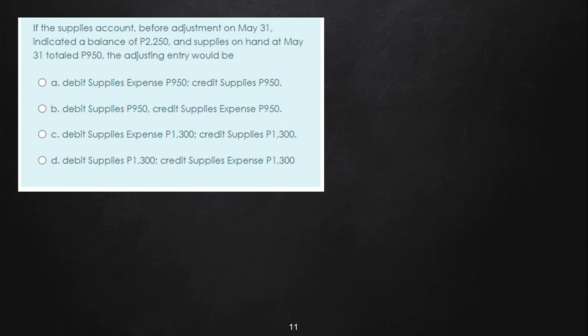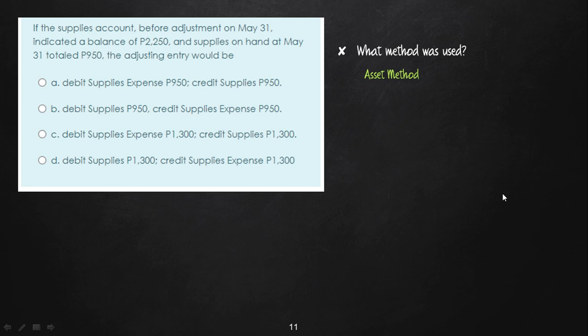Okay, kanita class. If the supplies account before adjustment on May 31 indicated a balance of 2,250 and supplies on hand at May 31 totaled 950, the adjusting entry would be, so tanawan na to class, what method was used? Okay, so tanawan na to ang given. If the supplies account ko no, before adjustment is 2,250, so therefore, unsa ang method na gigamit? Is it asset method or expense method? It is asset method. Nga naman, supplies man. Kung siya ningog supplies expense. Supplies or supplies on hand, asset accounts na. No? So, asset method ang i-gamit.